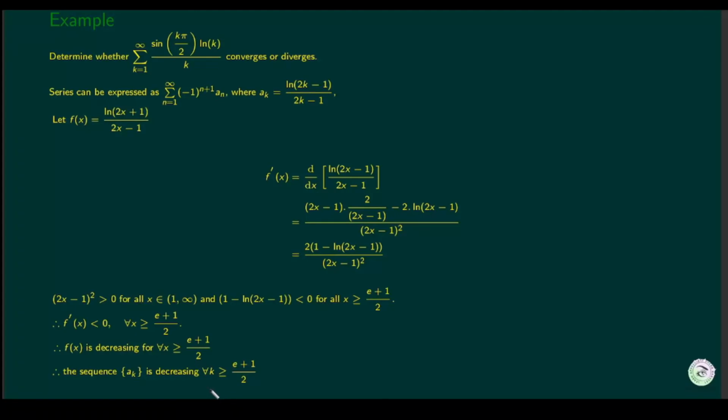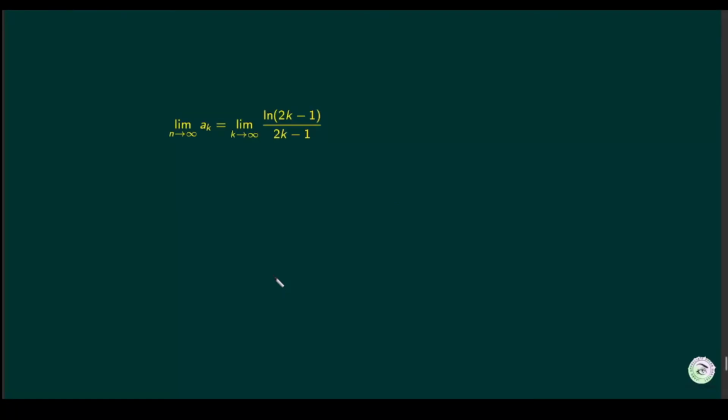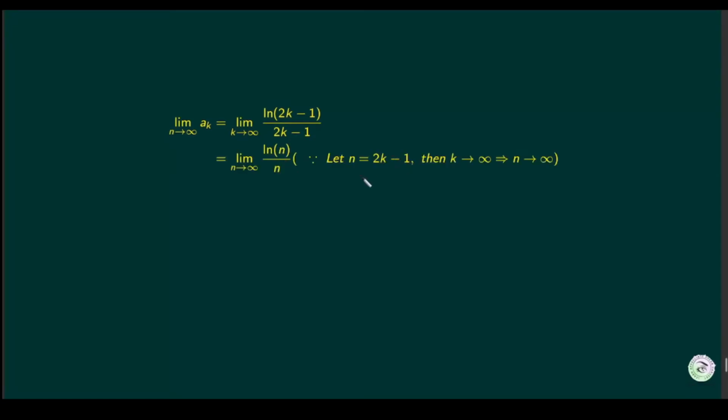Now I need to find the limit. Okay, so let's go ahead and show this limit is 0. If I take the limit as k goes to infinity of this, I can use this trick. I can say n is this, then n equals k minus 1, and as k goes to infinity, n also goes to infinity. So replace with this form, because in sequences we learned that this one has a 0 limit.